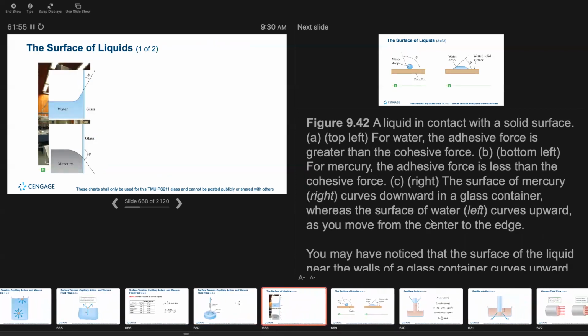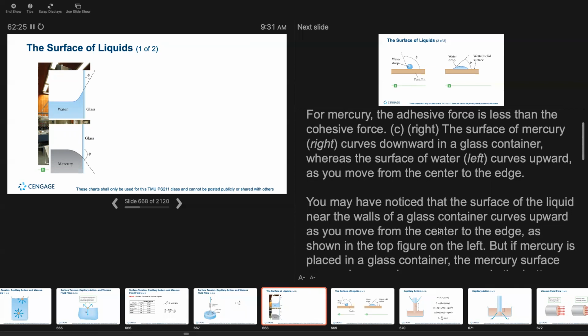So here in the figure, we have a liquid in contact with a solid surface on the top left. For water, the adhesive force is greater than the cohesive force. Then on the bottom, for mercury, the adhesive force is less than the cohesive force. The surface of mercury curves downward in a glass container, while the surface of water curves upward as you move from the center to the edge.